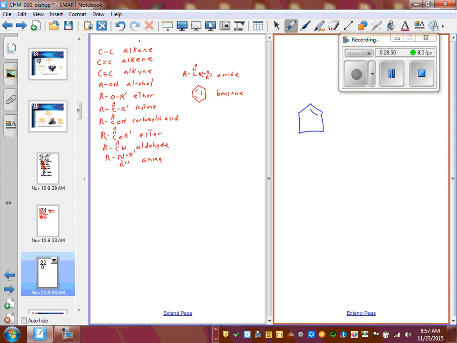The list is right here. No, it's not a six-membered ring. Is there a triple bond? I don't see a triple bond. What do we call a double bond? Alkene. That was easy, even though I drew it in a circle.